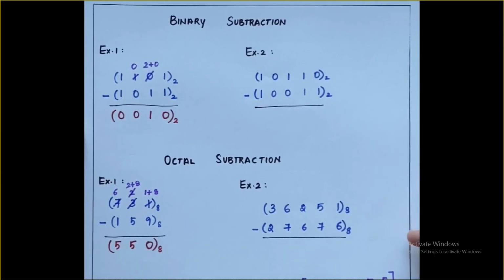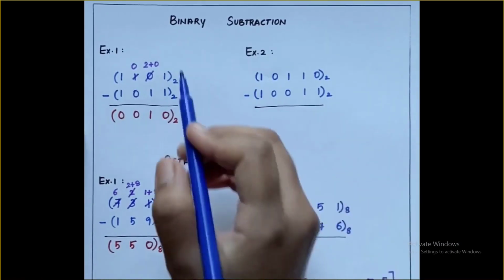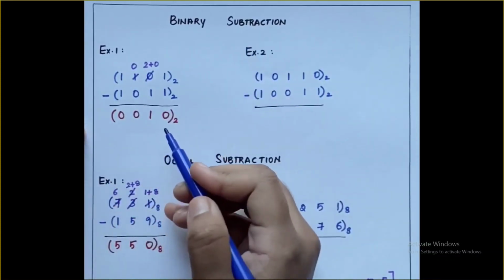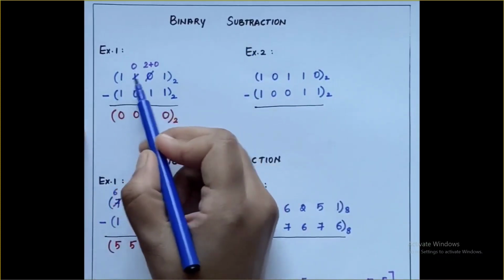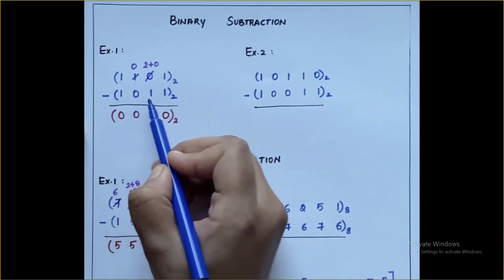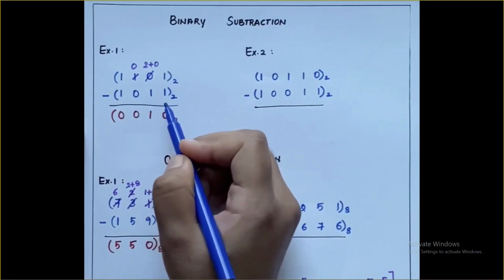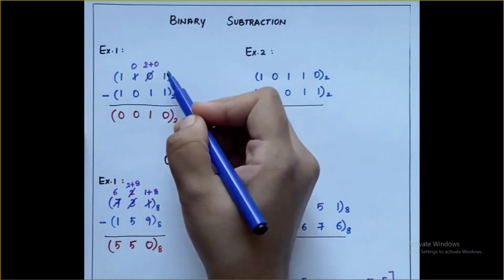So in the last video we saw the addition of binary, octal and hexadecimal. Now we will see the subtraction of binary, octal and hexadecimal. The first example given is 1101 and 1011, two binary numbers. We have to perform subtraction. So let us start from the rightmost bit.